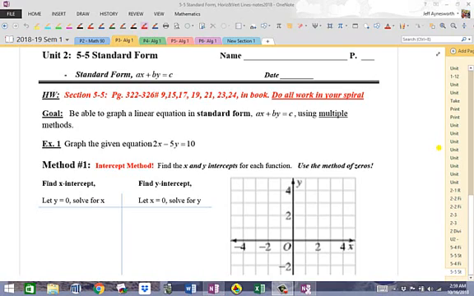It goes in multiple parts, starting with graphing a linear function in standard form using multiple methods. First, the intercept method, and then the slope intercept form method. Okay, the method of using zero. So I'm going to show you that one first. We're going to go through it as slow as possible.